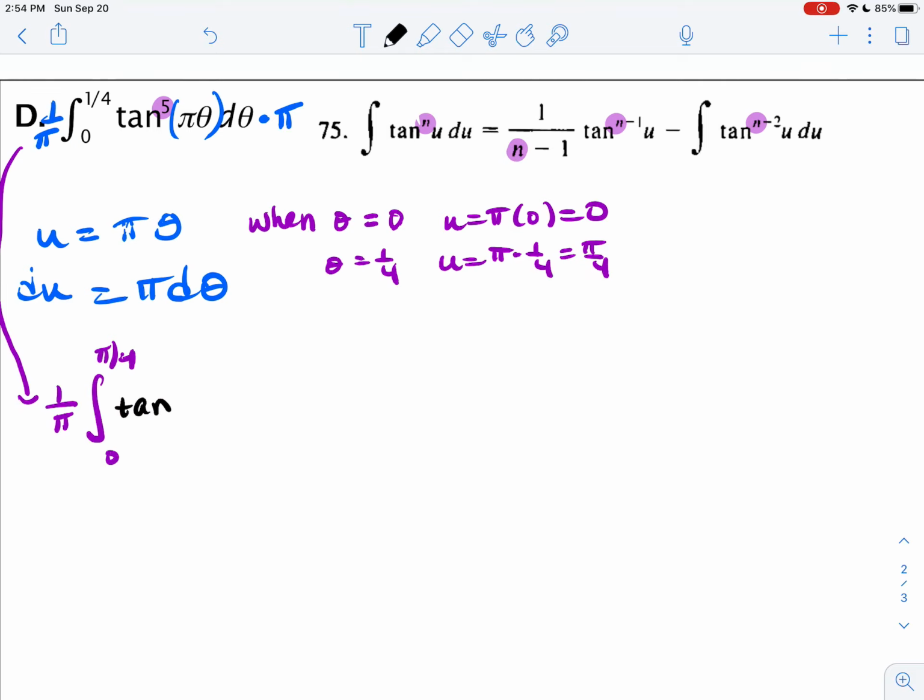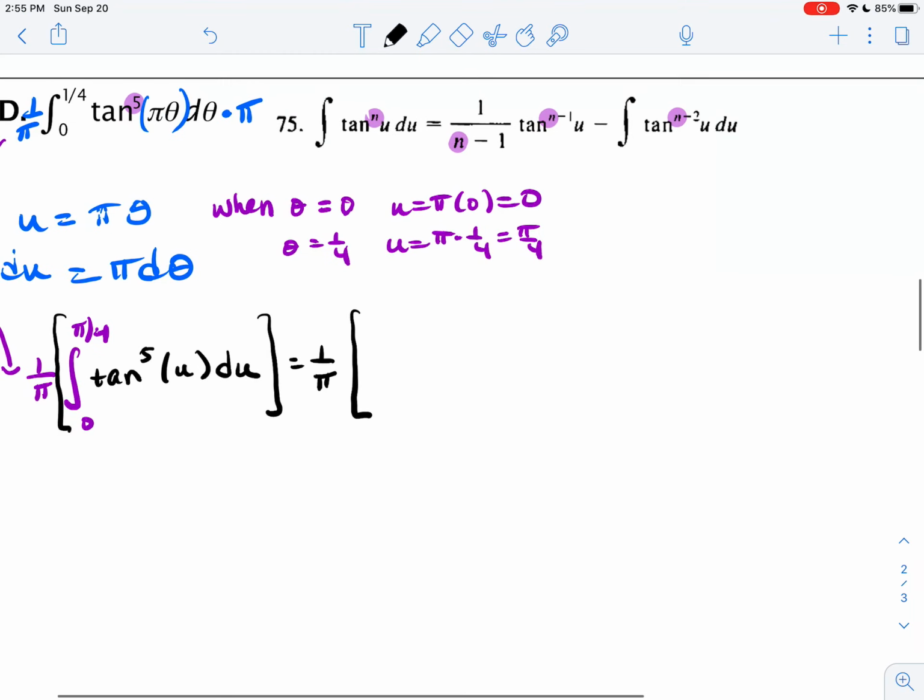But back to calculating or transforming my integral to be in terms of u, I get tangent to the 5th of u du. So let's not forget that we are multiplying the entire integral by 1 over pi. So we multiply our entire evaluation by 1 over pi. And right now we have that n is equal to 5.